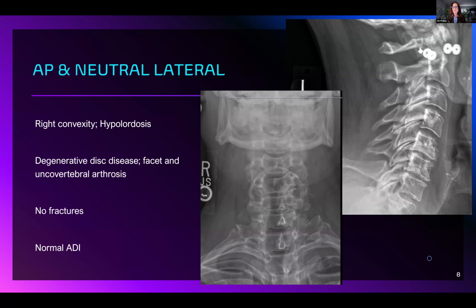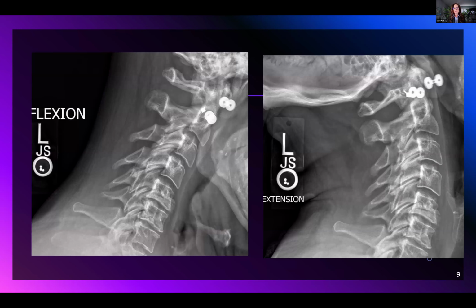So the next one, this is our case here. We have AP and lateral views, and these are the neutrals. The neutral lateral shows degenerative changes and so forth in the posture, and a normal ADI on this one as well. And here is your flexion extension. I'm going to take it piece by piece, with the drawing of the lines, for the purposes of this segment.